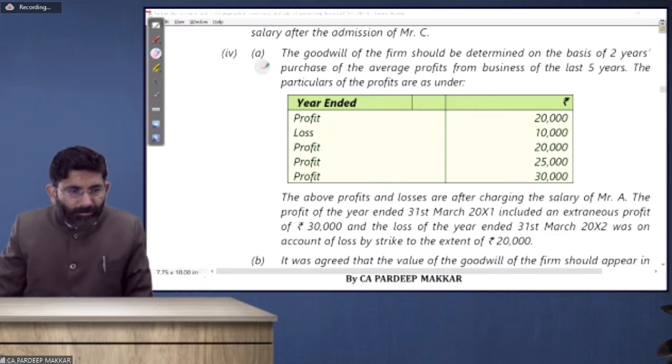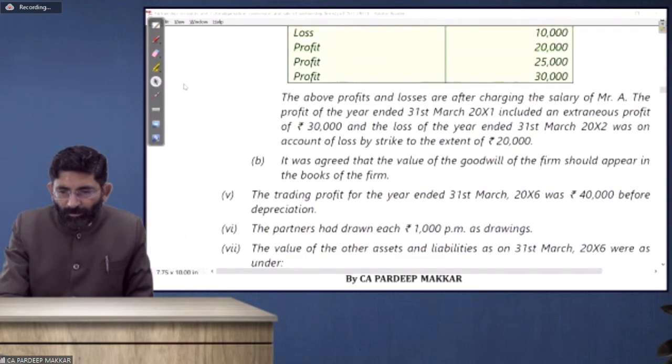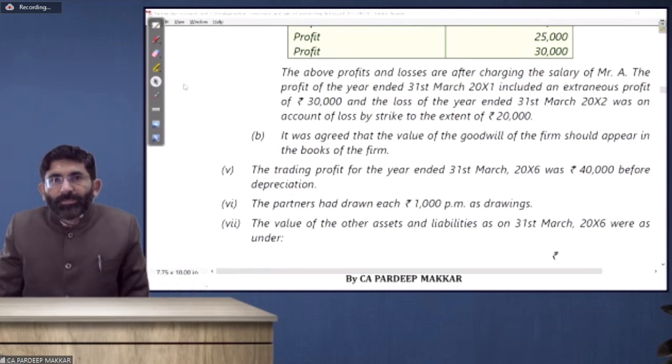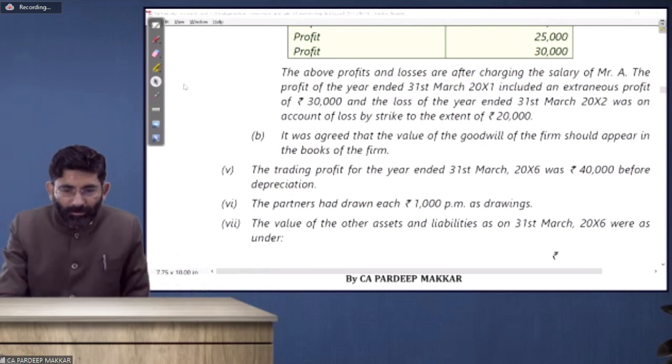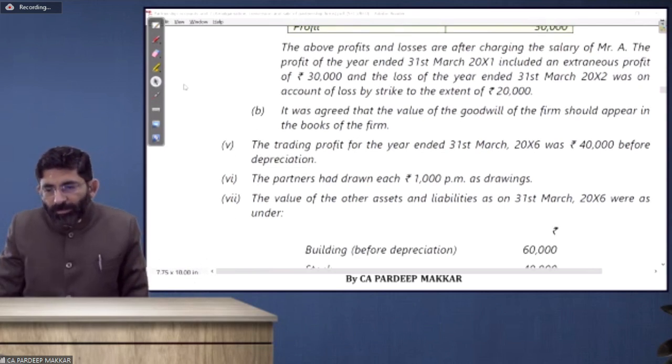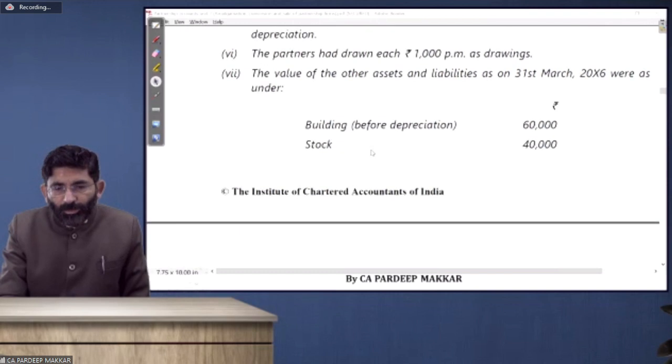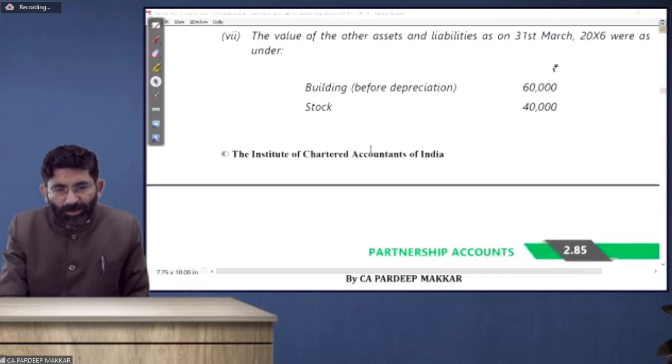Agreed that the value of the goodwill of the firm should appear in the books of the firm. So entry will be goodwill account debit to partners capital account as normal. Trading profit for the year ended 31st March was 40,000 before depreciation. So this is the profit after 1 year, after 1 year from the date when C is admitted into our firm. So C is admitted on 1st of April. This is profit after 1 year. Drawings are also given to you. Value of other assets and liabilities on 31st of March is given to you.